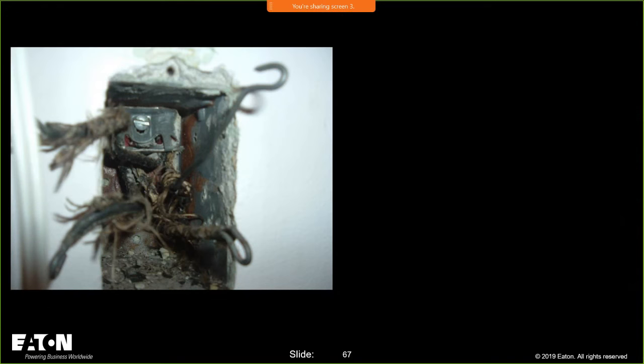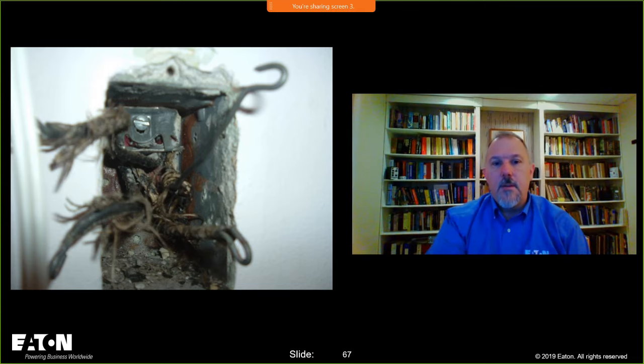Then you have the aging structure. This is a picture out of my brother's house. This is one of those areas where we upgraded his house for arc fault circuit interrupters, and we had some tripping on a few circuits, and this was one of those circuits.